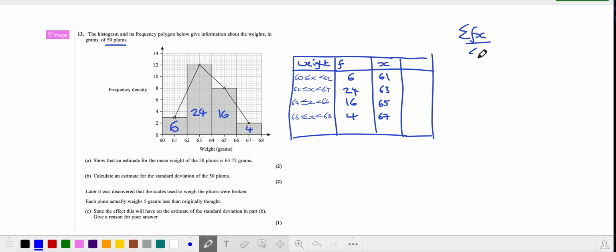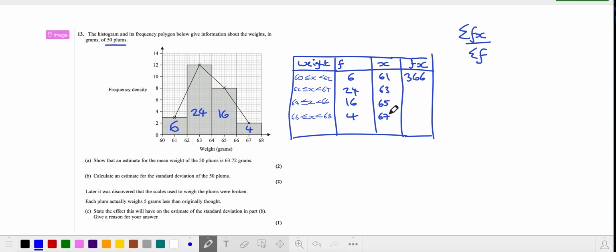And if we want to calculate an estimate of the mean, we use the formula sum fx over sum f, or n you might put on the bottom, because the sum of the frequency is our total number. So let's work out what fx is for each of these. 6 times 61 is 366. I'll just put fx at the top there so we know what it is we're doing.